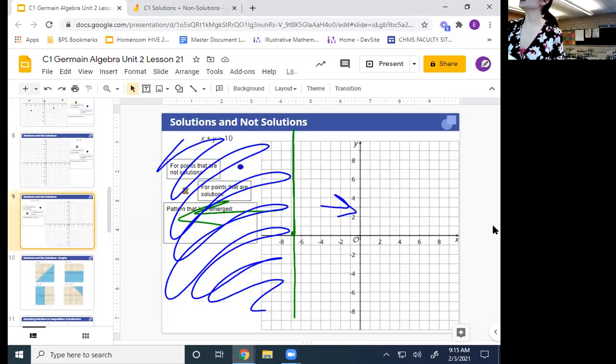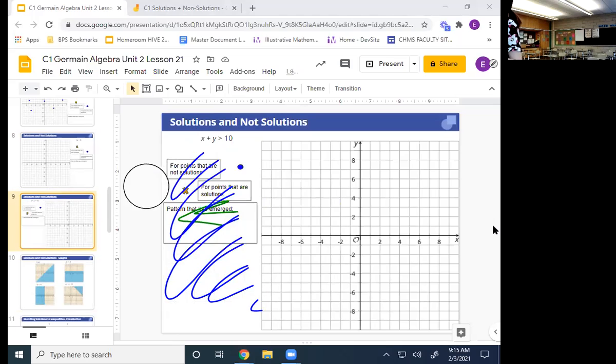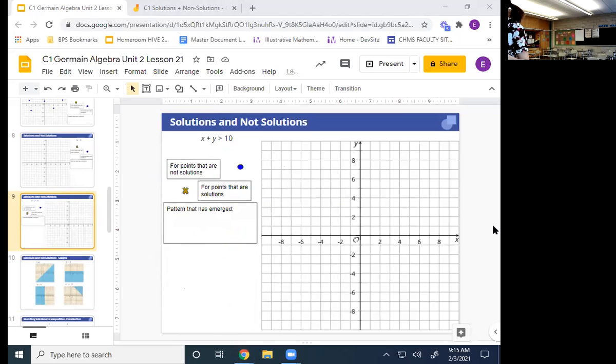So last one here, we have a similar inequality: x plus y is greater than 10. Okay, this one was a little bit smaller of a region here. We would have a point here, we would have a point here, and this is our little demarcation line. If we were to convert this to an equation, our demarcation line would be where all these blue dots are.